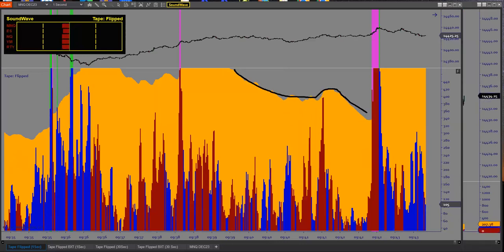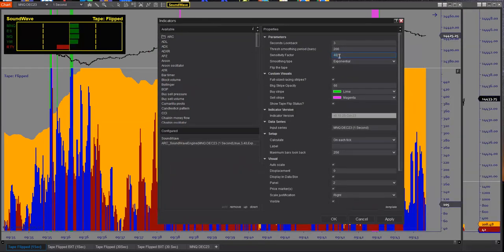Okay, so let's simplify this down a little bit. If I want to drop that down, if I bring this down to, let's say, 100, and I put this at like 100, they should be equal if I'm not mistaken.